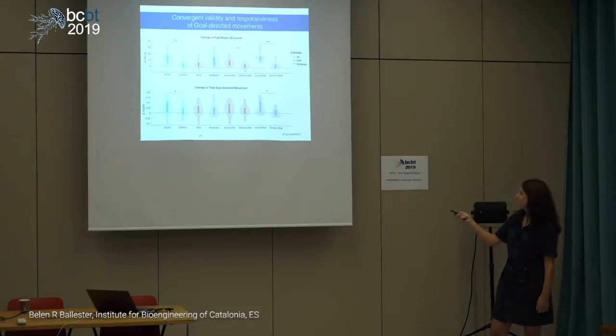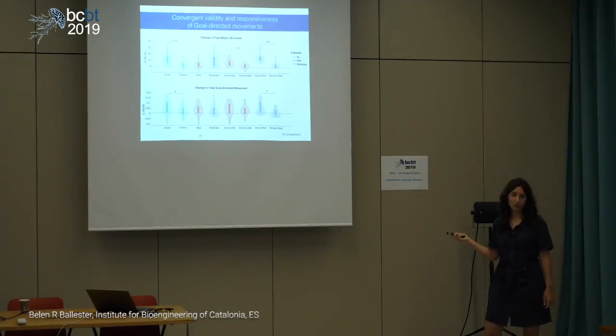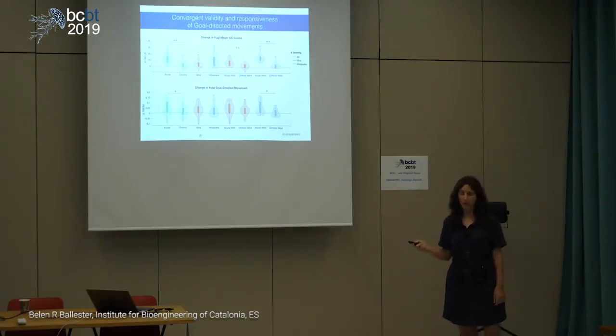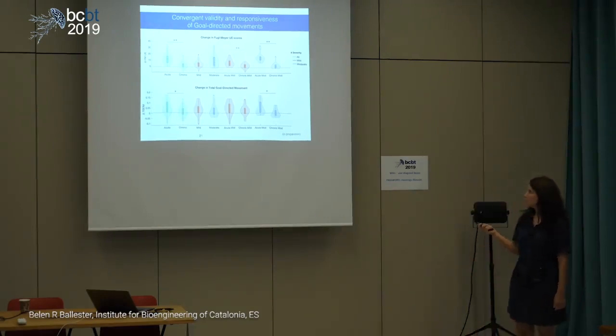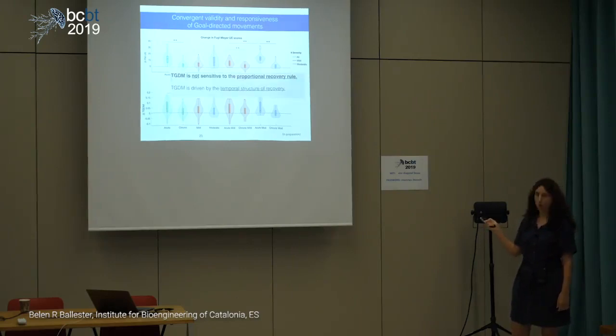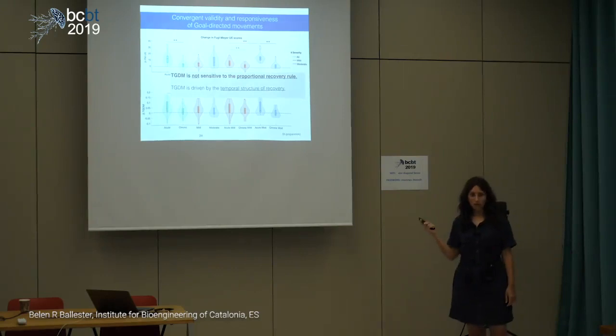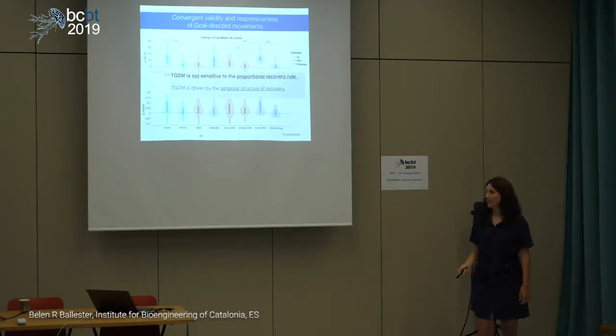You may see that here, in the case of the mildly affected, it has not enough sensitivity to capture that recovery is structured in time. So it's driven by the temporal structure of recovery, but we are not able to see that the TGDM measure captures the proportional recovery rule. So it's not sensitive enough to capture this.